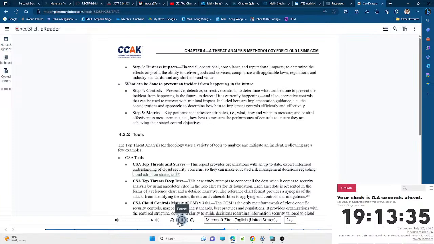CSA Top Threats Deep Dive. This case study attempts to connect all the dots when it comes to security analysis by using anecdotes cited in the top threats for its foundation. Each anecdote is presented in the form of a reference chart and a detailed narrative.